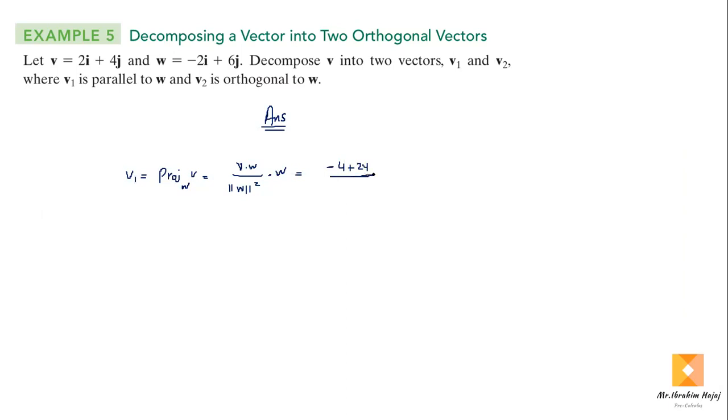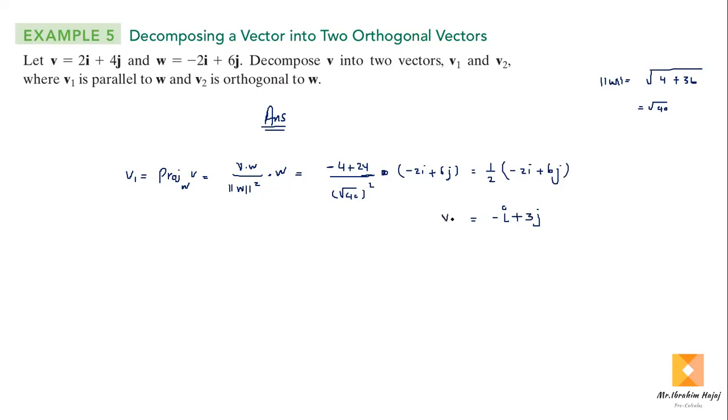Then for W we get 2 squared plus 6 squared, which will be the square root of 40. Then squared, the magnitude of W squared equals 40. Root 40 all squared is 40. Times W, which is negative 2i plus 6j. So we multiply first: 20 over 40, which is half, times negative 2i plus 6j, so it's negative i plus 3j. This is V1, the projection of V.